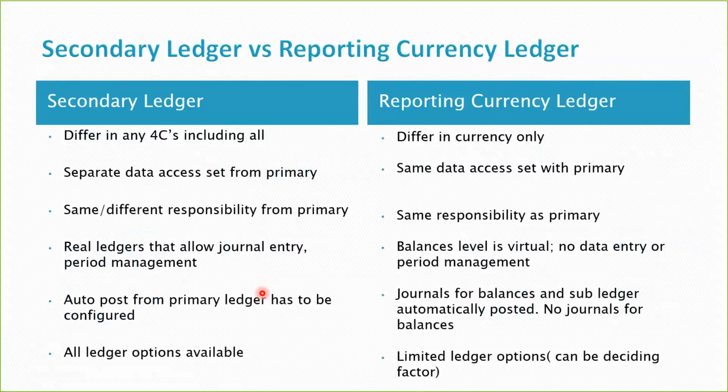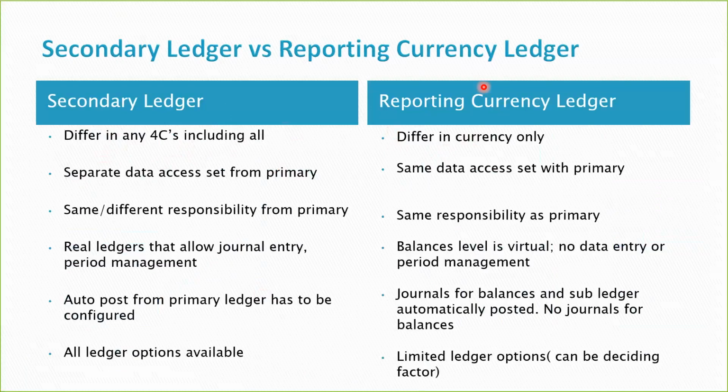To begin with, a secondary ledger can differ in any of the four C's with the primary ledger, including all of them. The primary ledger and the secondary ledger can differ in any of the four C's, including the functional currency, and it can differ in either one of them or all of them together. On the other hand, a reporting currency ledger only differs from the primary ledger in terms of the functional currency. Everything else in a reporting currency ledger is the same.